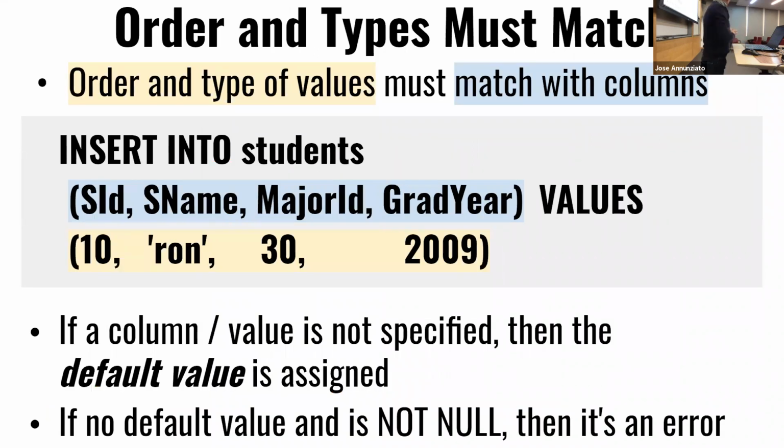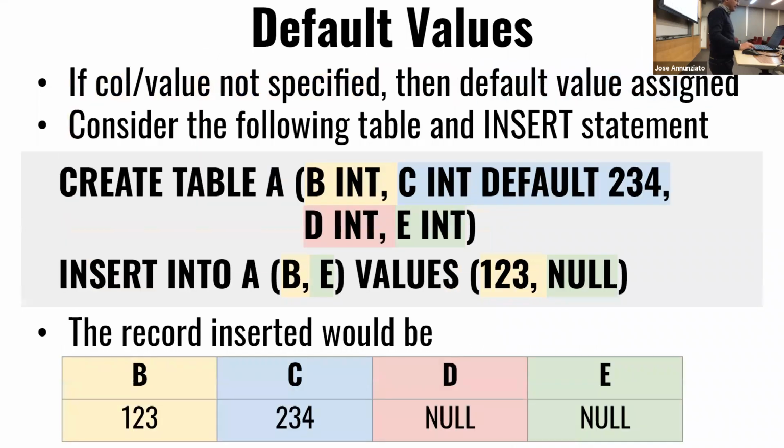So here we have to make sure that they align. If you're providing the name, the major ID, and graduate year, then the values have to match the columns that you are providing. Same rules apply on values that you're skipping over, that you're not providing a value for. It's okay if you had declared them null. But if you had declared them not null, then obviously you have to provide it. Otherwise, you get an exception. Unless you provide perhaps a default value, it'll take that instead.